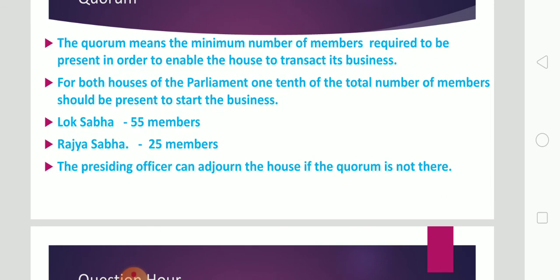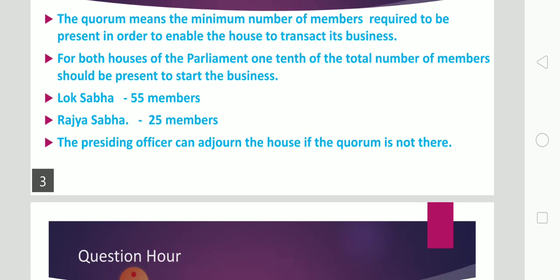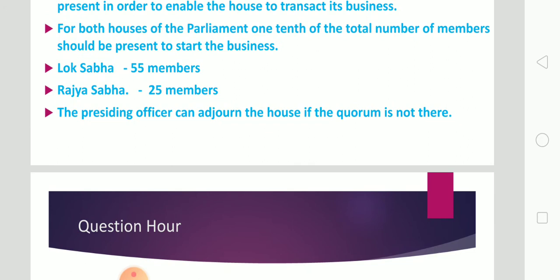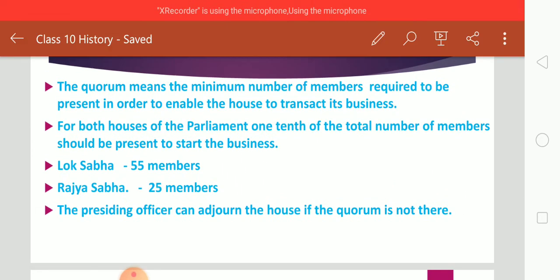The presiding officer of Lok Sabha is the Lok Sabha Speaker. The presiding officer of Rajya Sabha is the Vice President of India. If the required number of members are not there in the House, the presiding officer can adjourn the House if the quorum is not there. So normally the presiding officers will not start the meeting if the required quorum is not there.